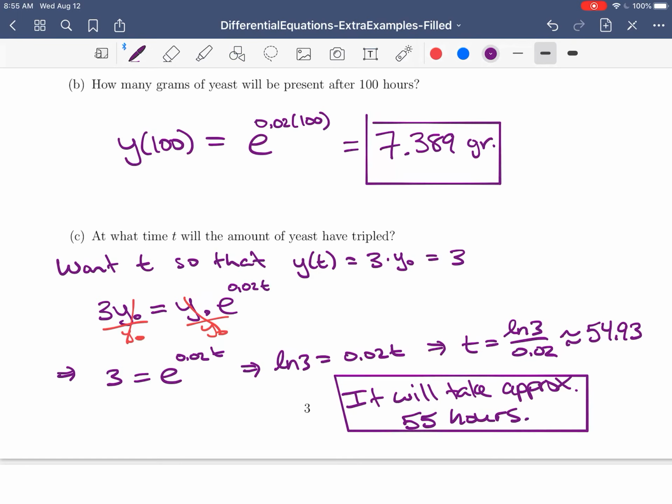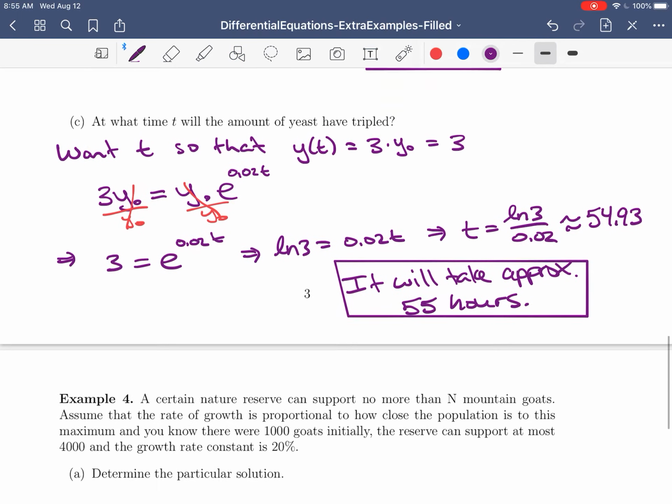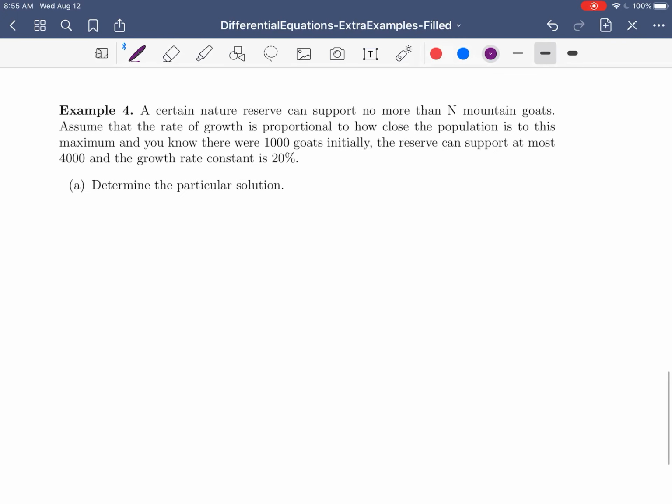Okay, let's try another one where we have some fixed maximum. Okay, so a certain nature reserve can support no more than N mountain goats. Okay, and we suppose that the rate of growth is proportional. So again, the rate of growth is proportional to how close they are to the maximum.